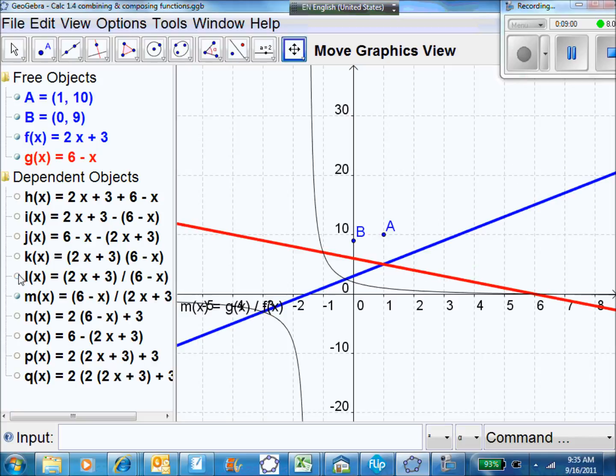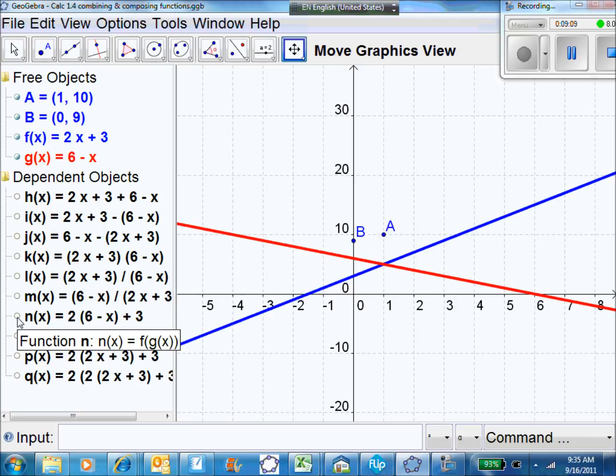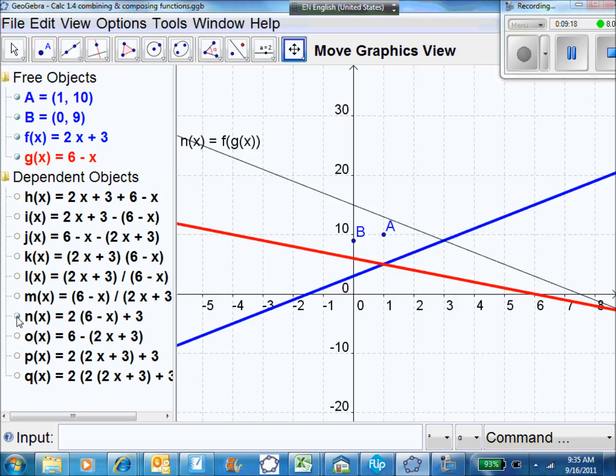All right? Now, another concept, and this is really different. This is the composition of two functions. It's f of g of x. That's when you put the output of one function into the other. And for a picture, we get another line again.